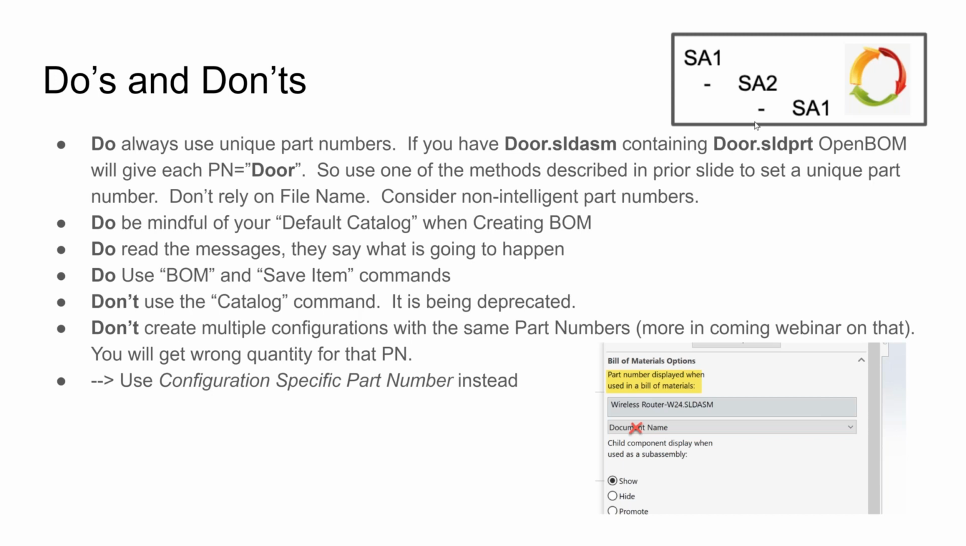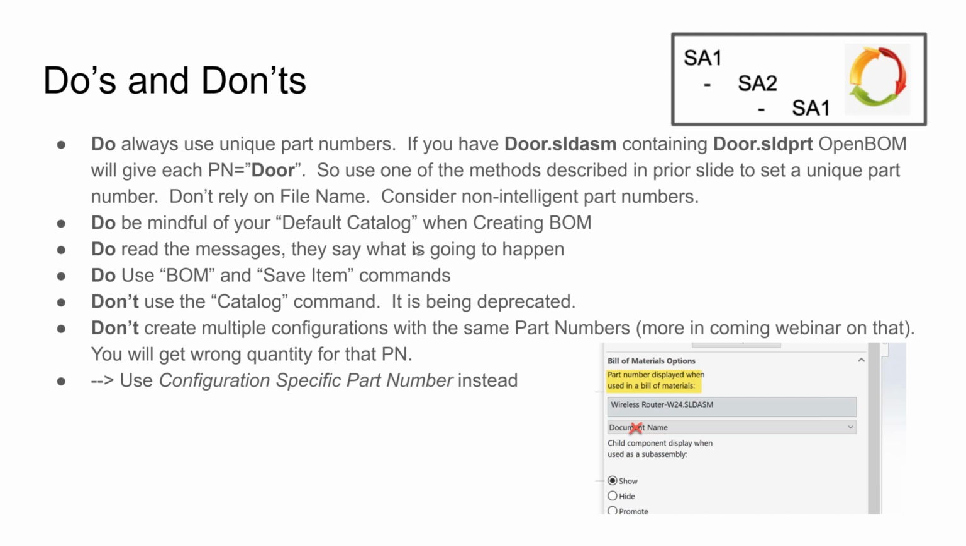And we'll notify you of that if we discover those in OpenBOM. Do be mindful of the default catalog. We saw that in the OpenBOM settings. Default catalog is where your parts are going to go when you create a BOM. So I recommend you use SolidWorks items, especially if you're new to OpenBOM, and then expand as we did in the example with fasteners.